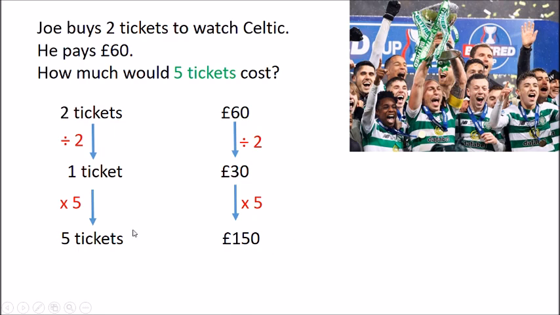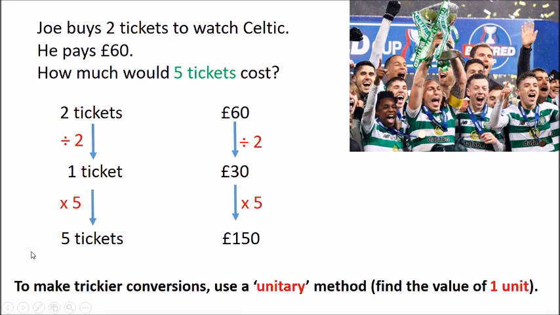So we could say that if we're looking for an amount that doesn't go into our original value, say if we're trying to get from 2 tickets to 5 tickets, the simple way to do it is to use a unitary method. By unitary method, I mean find the value of 1 unit. So find the value of 1 ticket, for example. When you have trickier values, find the value of 1 unit first. It's an easy trick that we can learn.